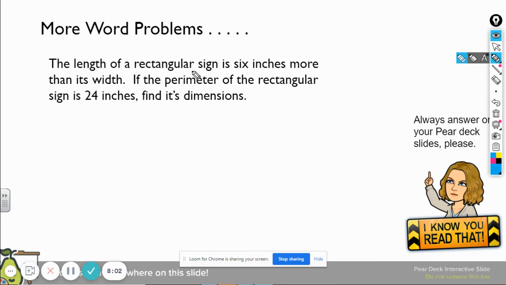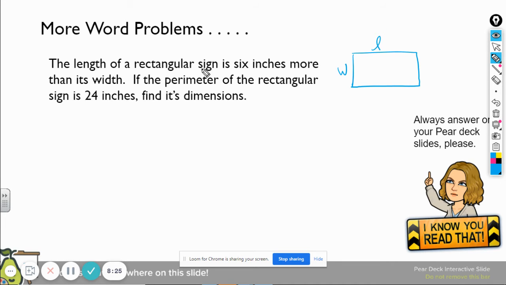The length of a rectangular sign. Okay, so I know I have a rectangle shape. The length of it, so it has a width and it has a length. You know a lot of stuff about rectangles already. You know that this side is equal to that side, and that side is equal to that side. And if you add them all up, that's the perimeter.